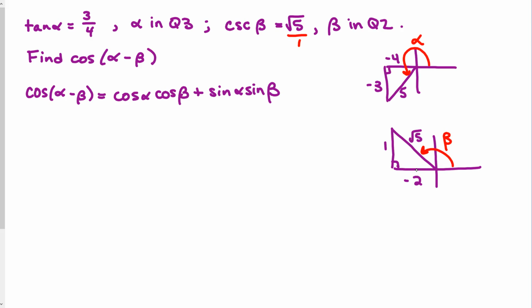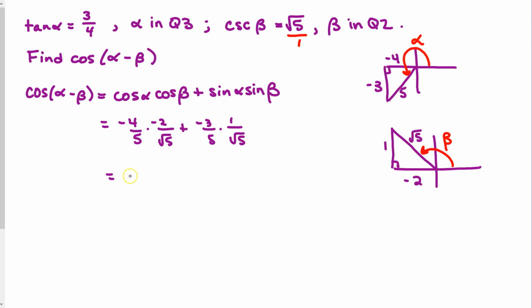Okay, so now that we have our reference triangles, let's go back to our identity and find the cosine of alpha. Using this triangle here, it's -4/5. Find the cosine of beta. Using this triangle here, it's -2 over square root 5. Find the sine of alpha. Using this triangle here, it's -3/5. And the sine of beta, using this triangle here, it's 1 over square root 5.